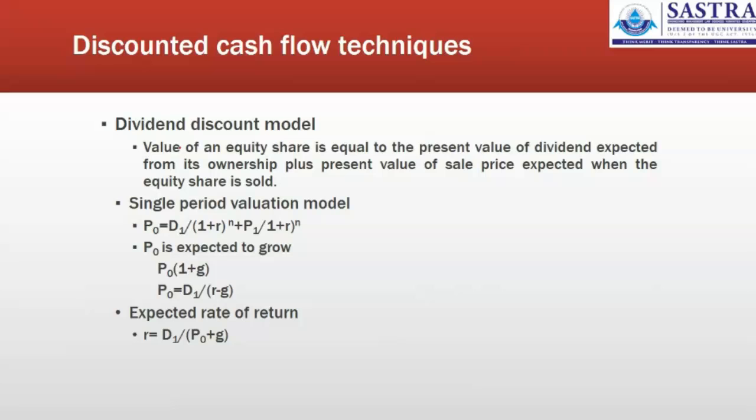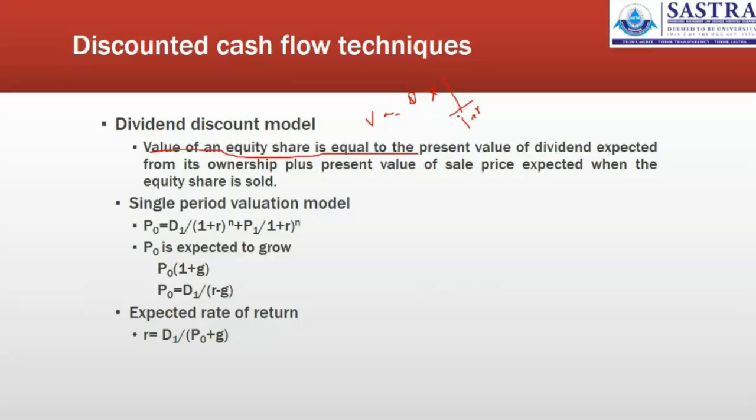So in the discounted dividend discount model given here, the value of an equity share is equal to the present value of dividend expected from the ownership, plus the present value of the sale price expected when the equity share is sold. In this definition, you understand what the value of an equity share is: the present value of dividend expected. The dividend expected from the particular share is multiplied by 1 divided by 1 plus r to the power n.